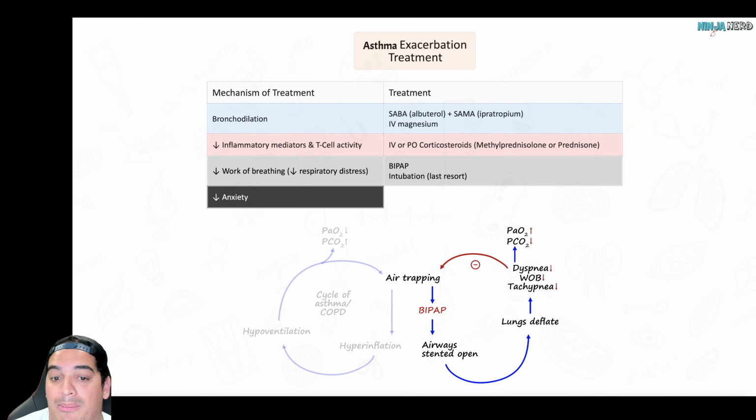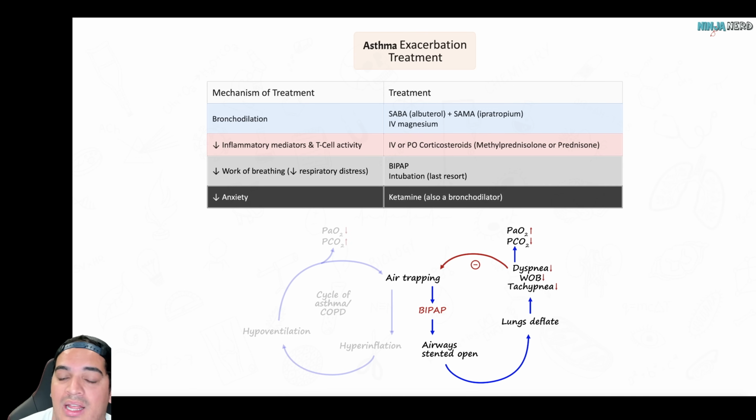They got this BiPAP on. It's really uncomfortable. Sometimes relaxing them a little bit with something called ketamine may be helpful because you know what else is nice about this drug? It's a bronchodilator. So you get a little bronchodilation, help them to relax and tolerate the BiPAP so that you can work them through and hopefully avoid intubation.